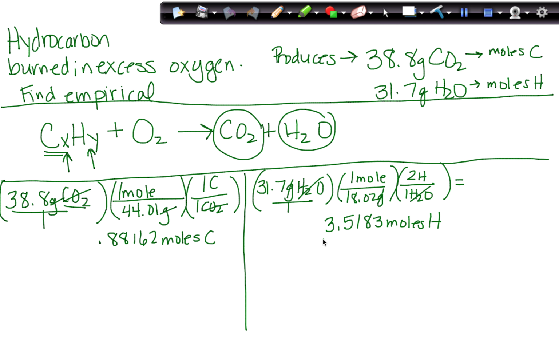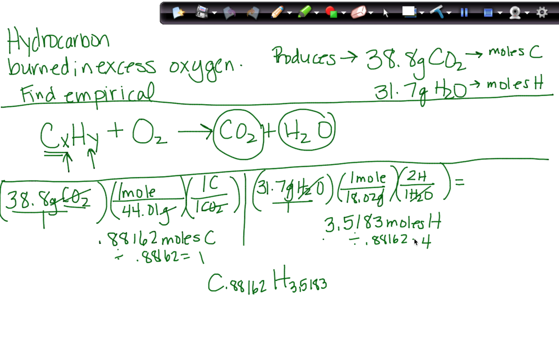moles of hydrogen. Now, we could go straight here and say C, 0.88162, H, 3.5183, but we have to have whole numbers. So in order to get whole numbers, we divide each of these by the smallest result, and we get a 1 to 4 ratio, so that the empirical formula comes out to CH4.